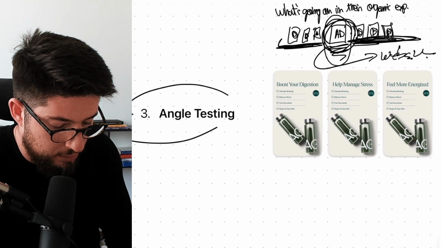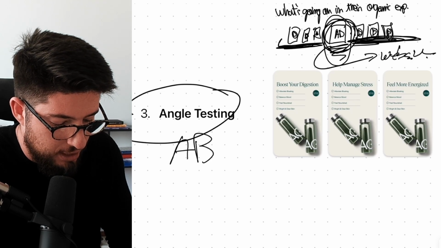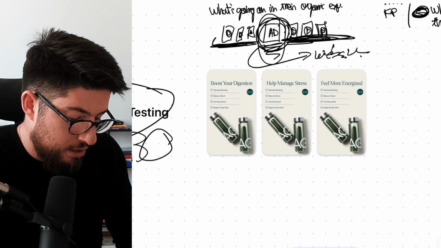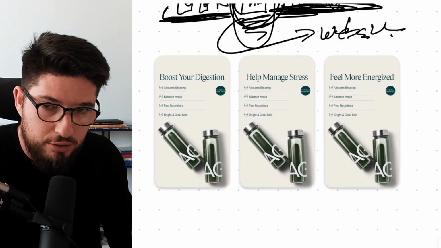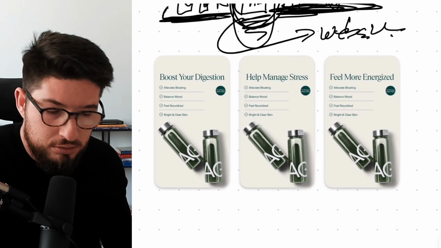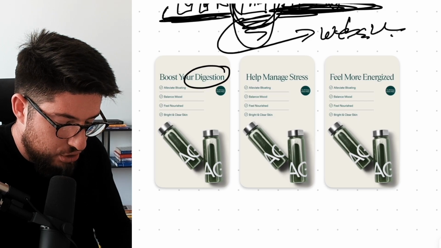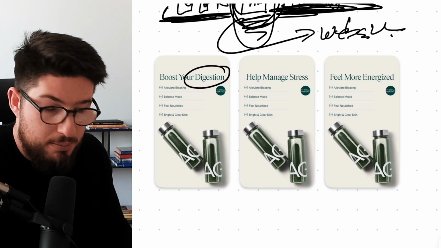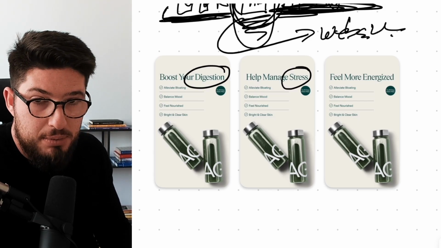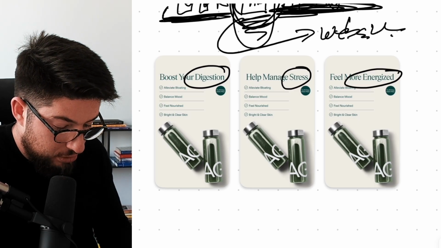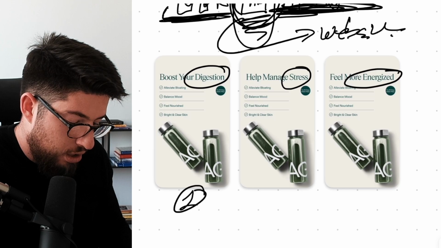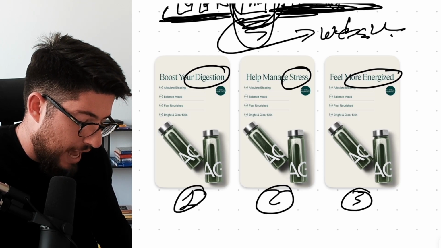So I'm going to give you an example. Angle testing, which I would do in ABO. I'm not working with this brand, but it's a very simple example of a brand testing angles. In image number 1, they talk about digestion. Image number 2, it's the same image and they talk about stress. And image number 3, they're talking about energy. So I would put the first image in ad set 1, ad set 2, ad set 3.